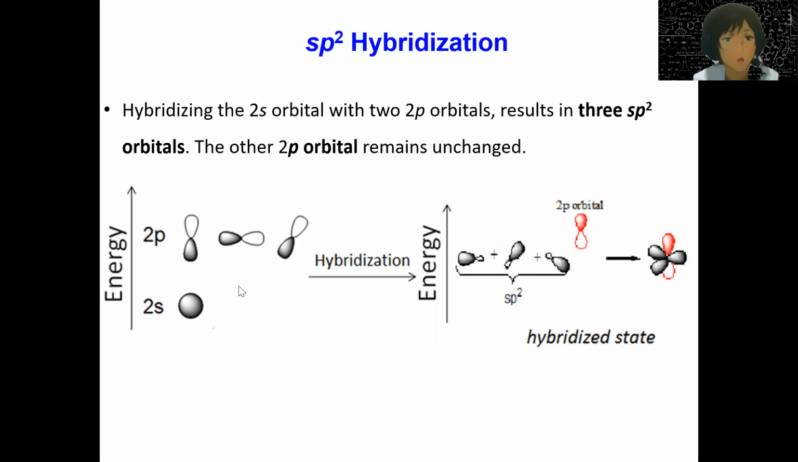Okay, so initially you have the 2s orbitals and 3 2p orbitals. However, during the mixing or the hybridization, only the 2s orbitals mix with 2 of the 2p orbitals to form 3 sp2 orbitals. There's one 2p orbitals that do not undergo hybridization. It remains unchanged.